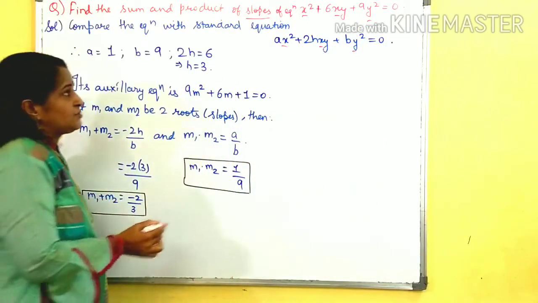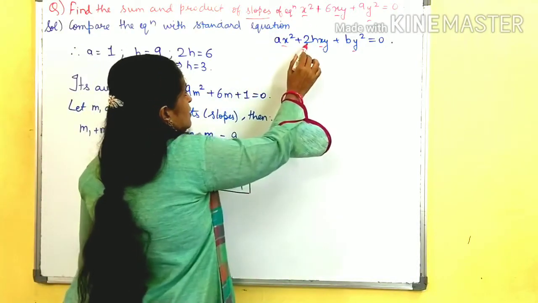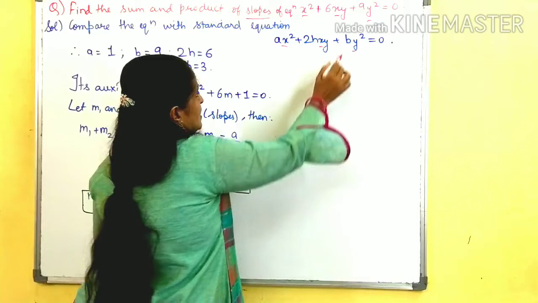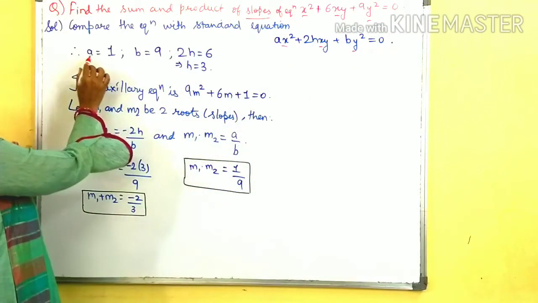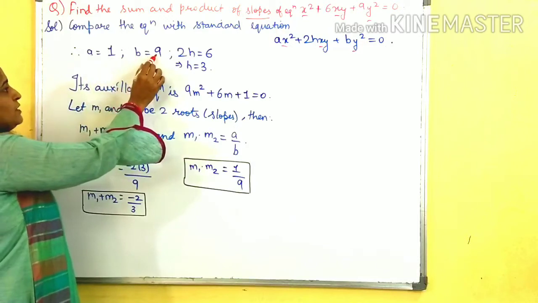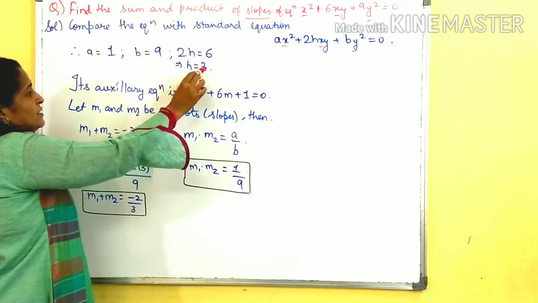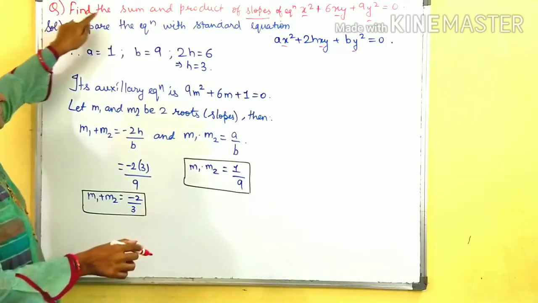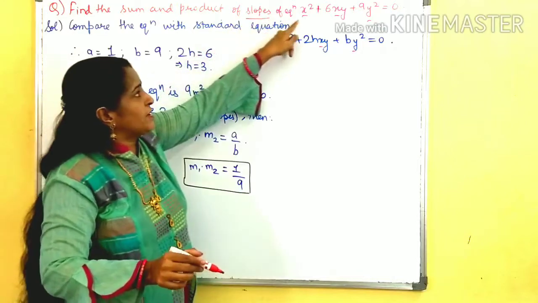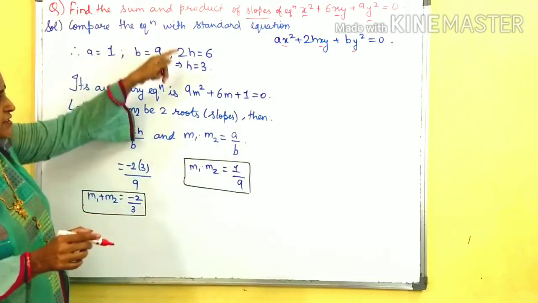On comparing these two equations, we get a is equal to 1, twice h is equal to 6 and b is equal to 9. A is equal to 1, b is equal to 9, twice h is equal to 6 and h is equal to 3. There is the condition for slope of equation. So you get the auxiliary equation from given equation.